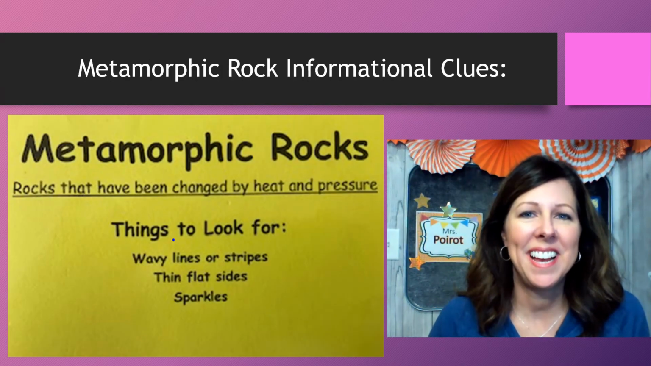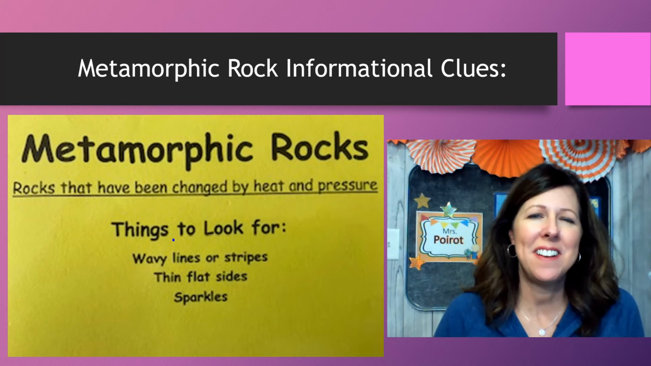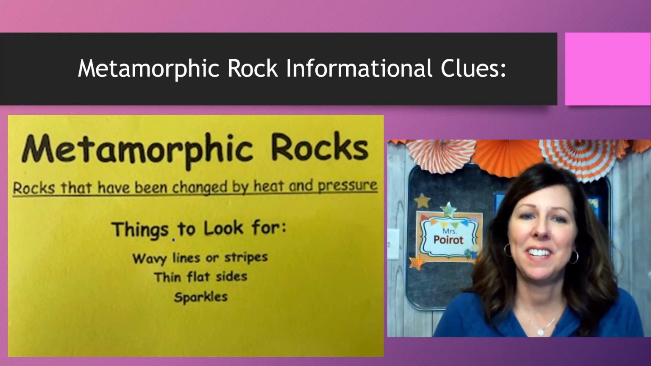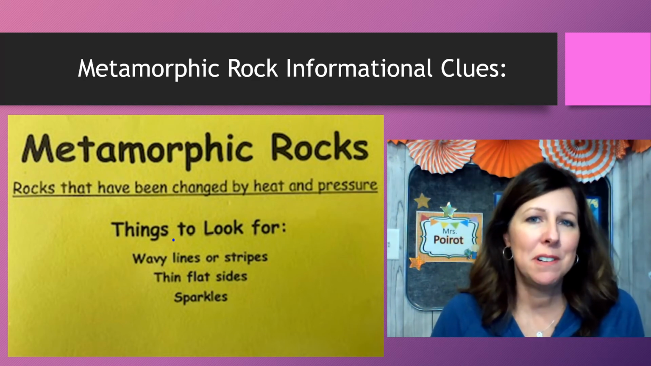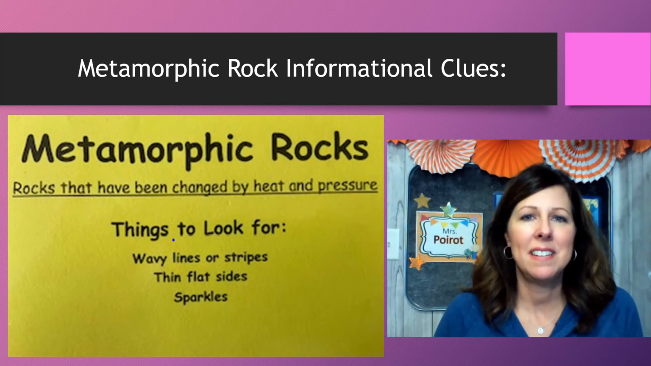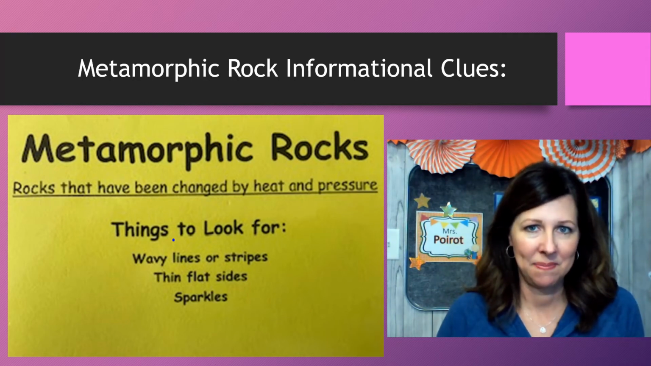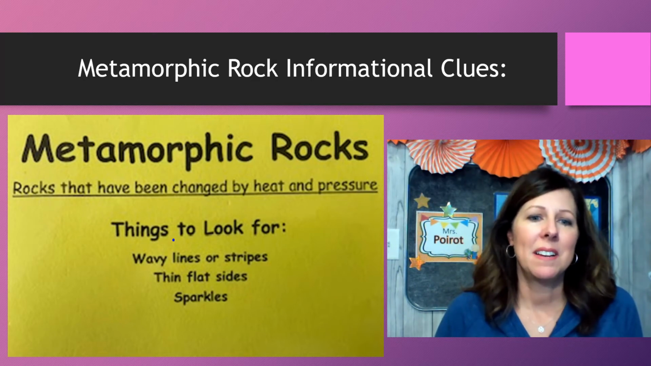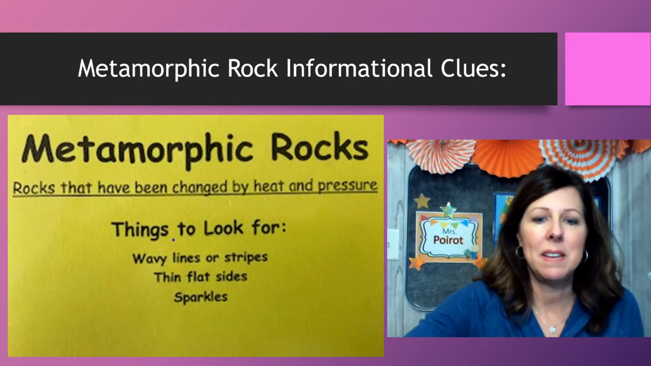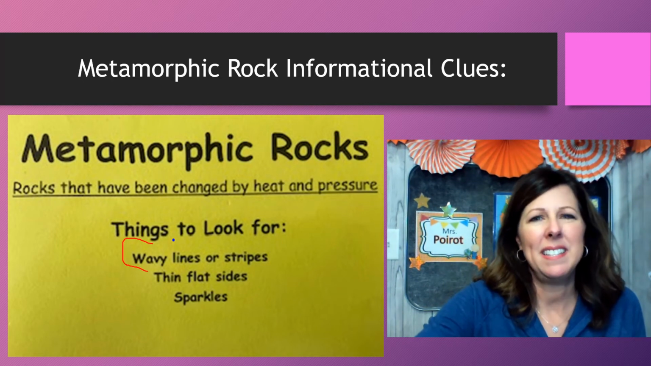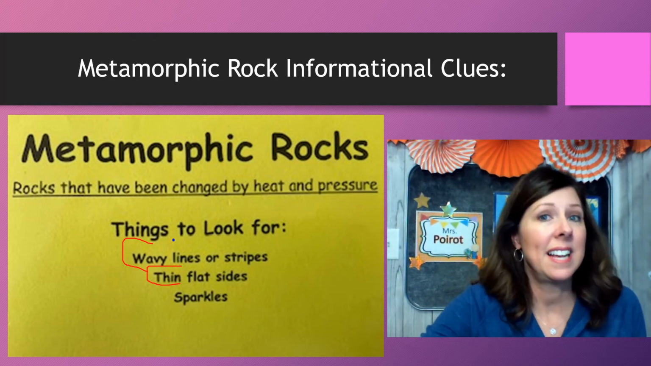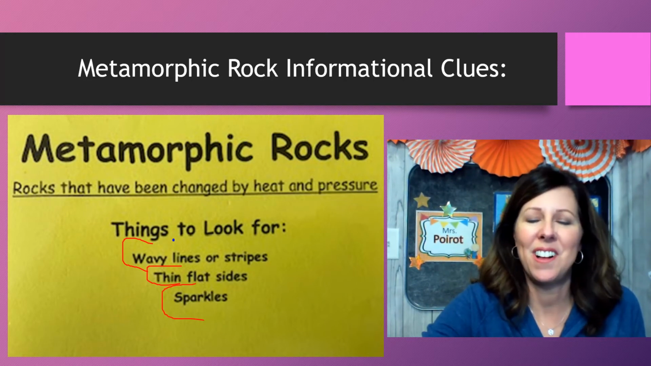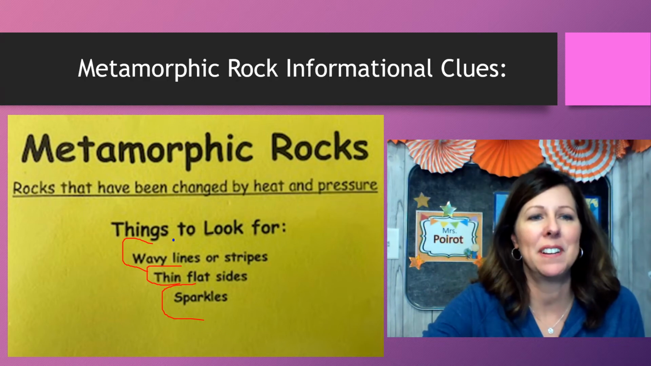Do you think you might have an idea of what type of rock you have yet? If not, we will learn more about metamorphic rocks. So remember, metamorphic rocks are rocks that have been changed by heat and pressure. Some things that we will look for in this type of rock: we might see wavy lines or stripes, some thin, flat sides, or some sparkles. Those are all characteristics of metamorphic rock.